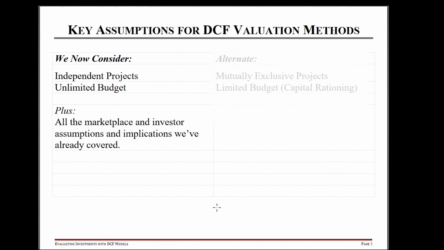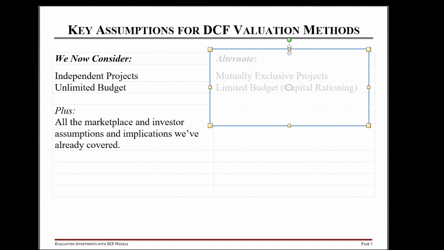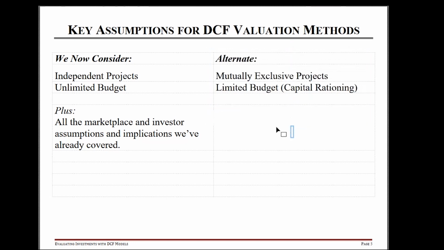Our key assumptions, for right now, are that we have a participant who is considering independent projects and who has an unlimited budget. Additionally, we're going to have to include all the marketplace and investor assumptions and implications we've already covered. I had a big slide with a whole mess of assumptions we had to consider, so just remember there are a lot of other assumptions in our models too. Later, in the next chapter, we'll look at an alternate set of assumptions. We'll look at mutually exclusive projects instead of independent projects, and we'll look at having a limited budget, or what's called in finance capital rationing.